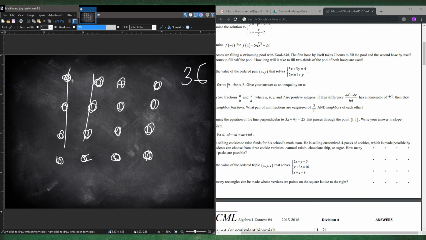And then you could choose 2 lines from the verticals, and then you just make a rectangle. Or you choose this one and this one, which makes this rectangle. So that's basically the idea of how to do it. So with 36, now we're going to have to do ones with diagonals.